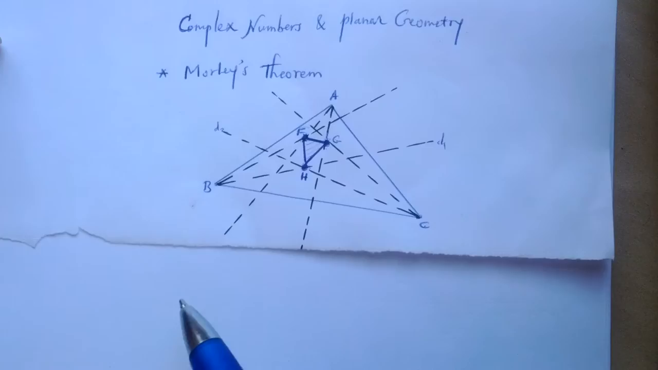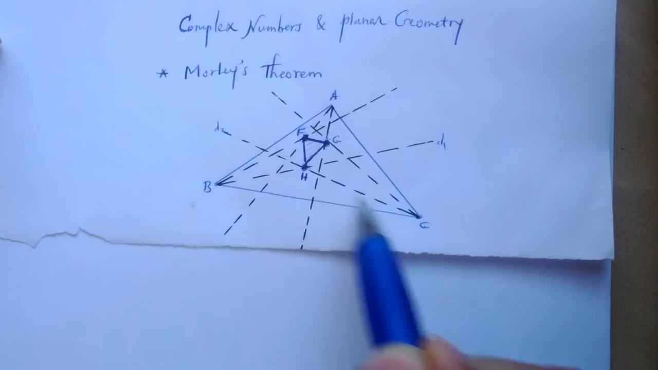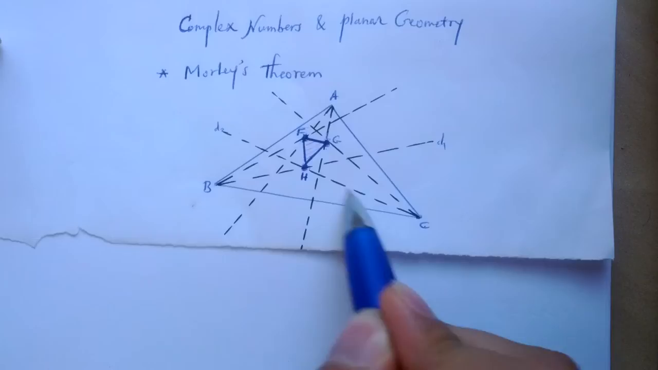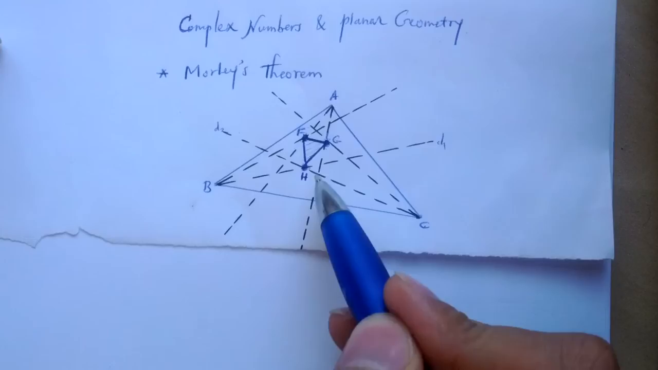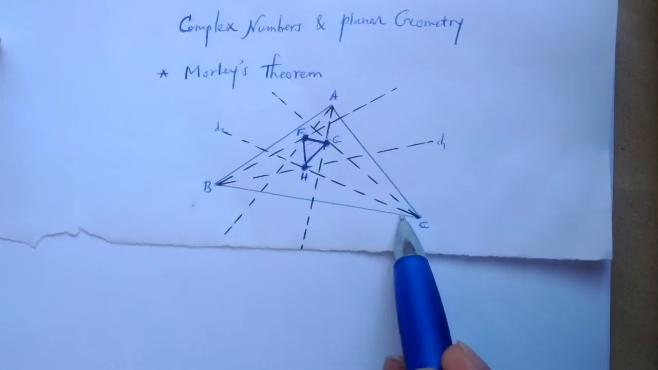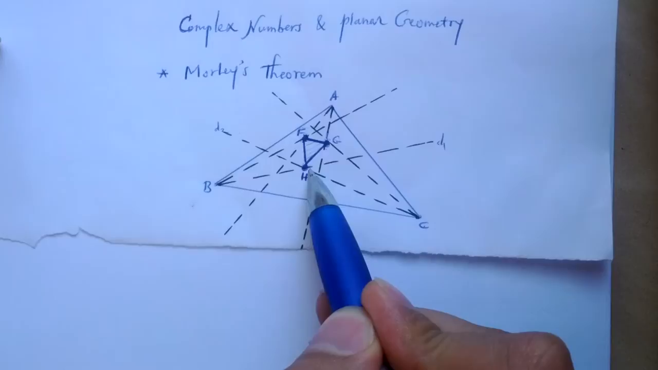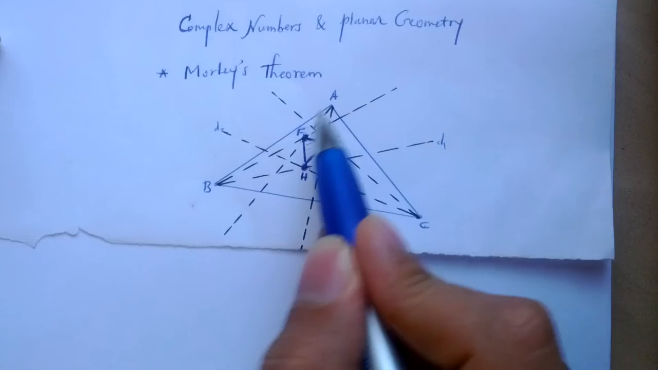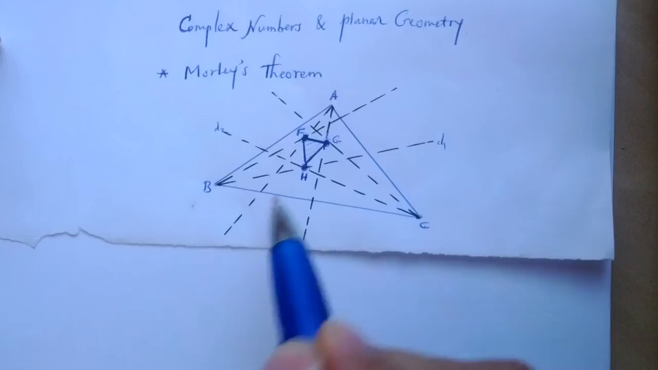So if I draw the trisectors of each angle of any triangle ABC, no matter what the type of this initial triangle ABC is, the intersection of each adjacent pair of the trisectors, for example, this line D1 and the adjacent line, which is another trisector for the adjacent angle B. So D2 and D1 intersect each other at H. And similarly, the points G and F. The objective is to show that no matter what the type of the triangle ABC is, the triangle FGH is always an equilateral triangle.